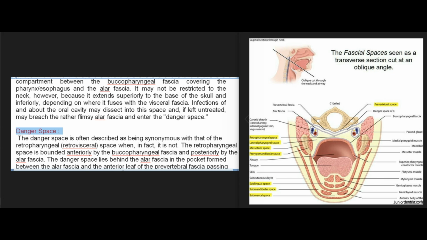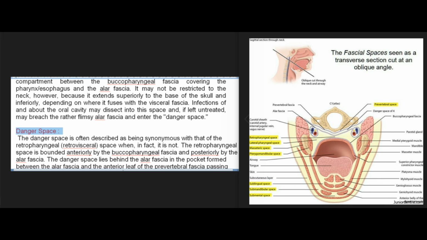Masticator space infection. The deep fascia splits at the mandible, forming two laminae around its inferior border. As a consequence, the muscles of mastication, the temporalis, masseter, medial and lateral pterygoid muscles, are thus enclosed by a compartment termed the masticator space. The two laminae of the deep fascia fuse again at the superior border of the temporalis muscle where it originates from the skull.